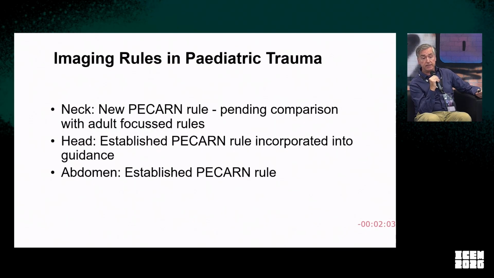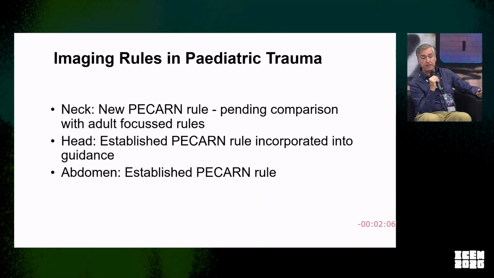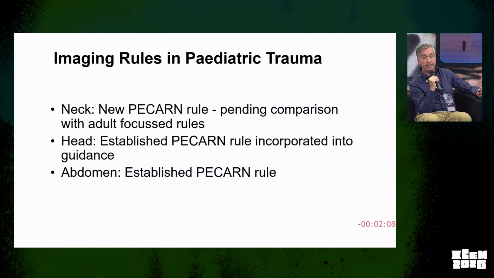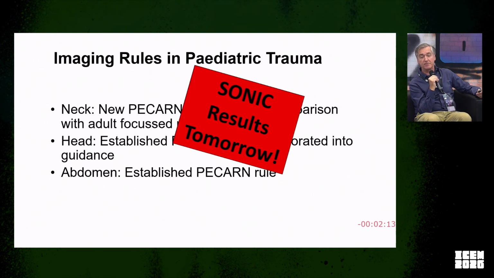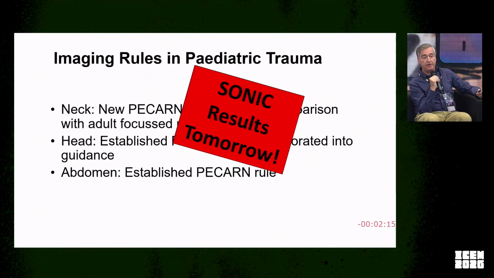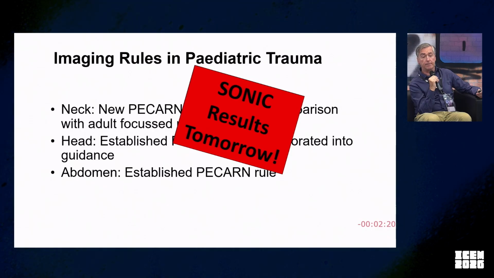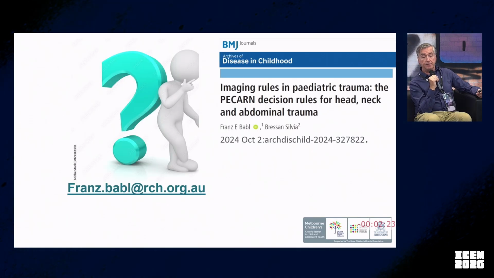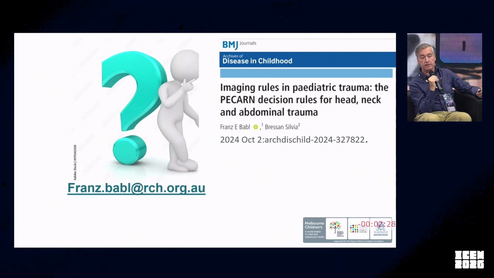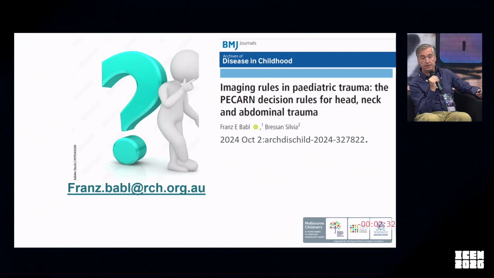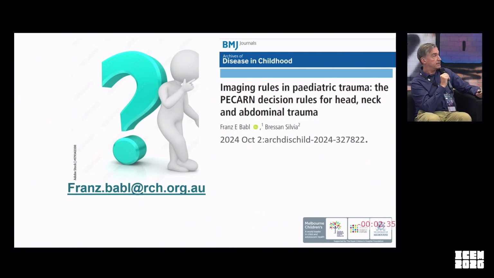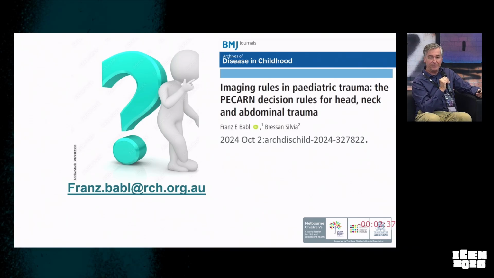So the bottom line here, to sum this up, is that for neck injuries, there's a new PECARN rule. It's pending comparison with adult-focused rules. And again, I'm going to ask you to come tomorrow to see the results. For head injury, there's an established PECARN rule, and same for abdominal trauma. If you want to know more about these rules and how they fit together, there was a paper that we published in 2024 comparing these rules. And I'm happy to answer any questions at the discussion point. Thank you.